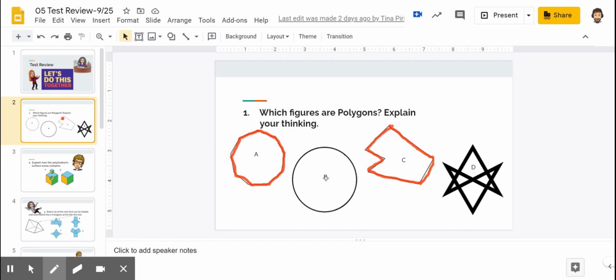B has curves, so it's not a polygon, and if you were to trace D, you would have to cross over lines, so it's not a polygon.